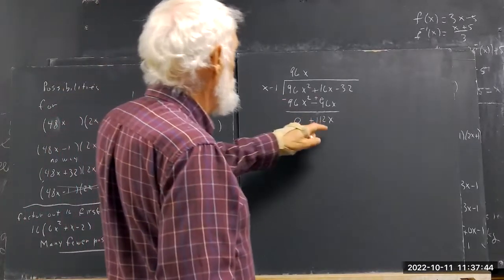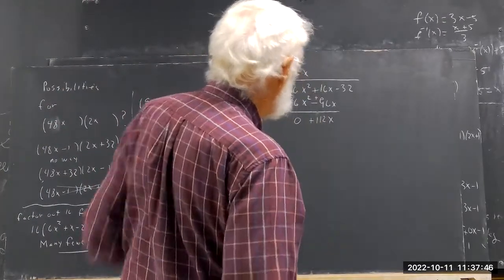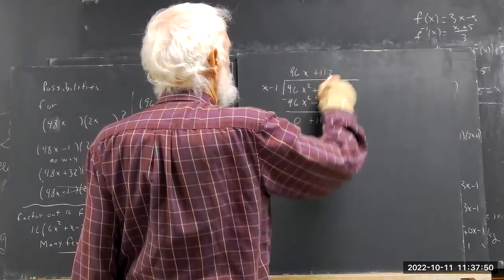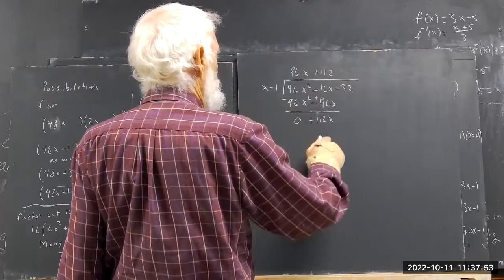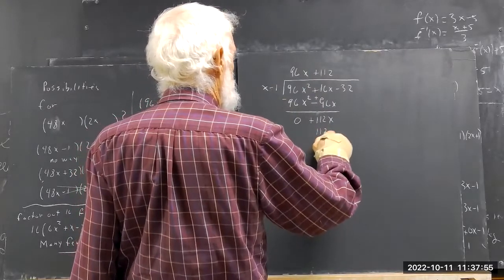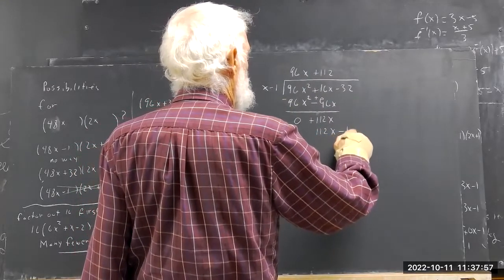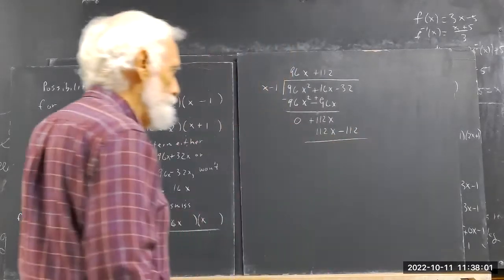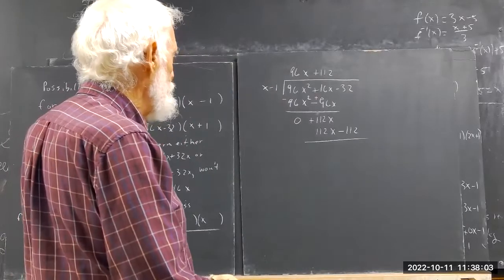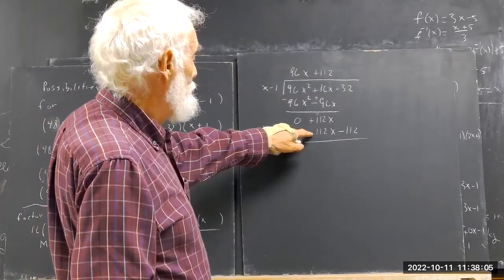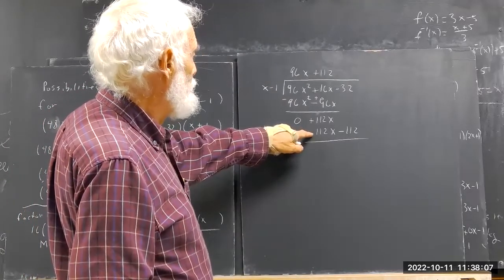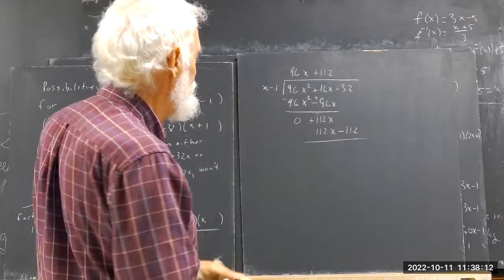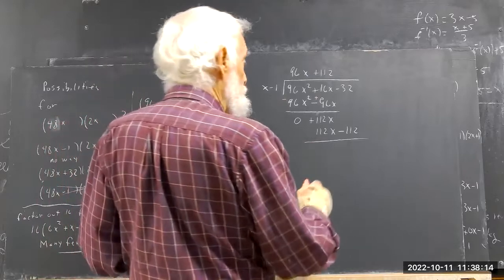Well, if you need to get 112x with a constant term here, well, this term had better be plus 112. So we multiply 112 by x, you get 112x minus 112. Okay, well, you've got 112x accounted for here. So that's going to be what you have for x.